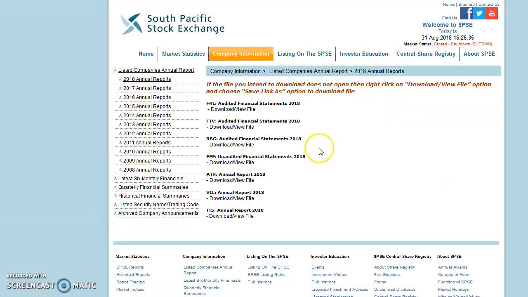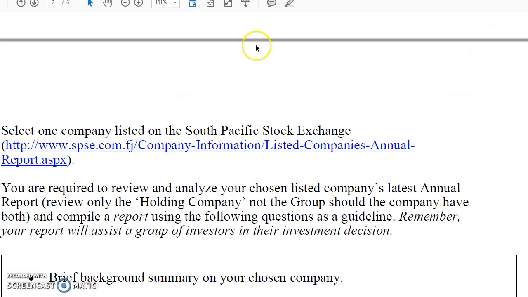You'll see that only, let's see how many companies, about 3, 4, 5, 6, 7 companies have actually submitted the 2018 annual report so far. So you will be picking only one company from this list, which company you're going to analyze their financial statements for this year 2018 and give your feedback on. Okay, so let's go back to the question and see what are we supposed to do.